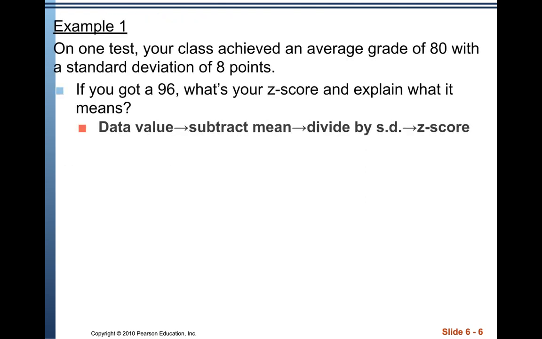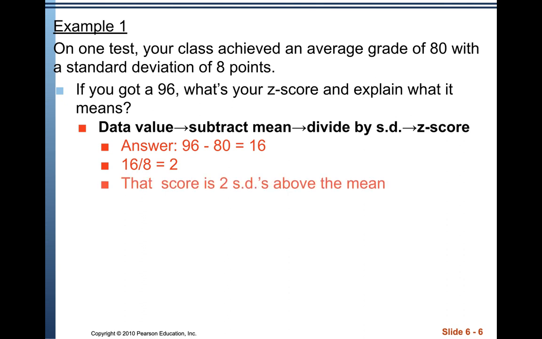I would take the data value and I would subtract the mean. In this case, the mean is 80. So 96 minus 80 is obviously 16. And I take that and I divide it by the standard deviation. So 16 divided by the standard deviation of 8, and I get 2. So that 2 is the z-score. Okay. So the answer to the question, what's your z-score? Z-score is 2. What does that answer actually mean? And let's face it, that is what's most important.